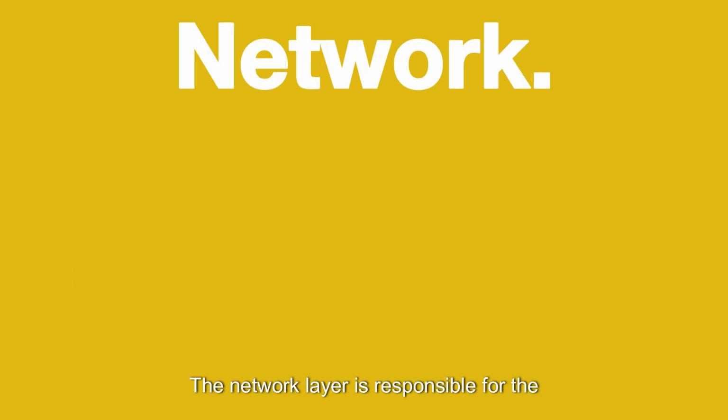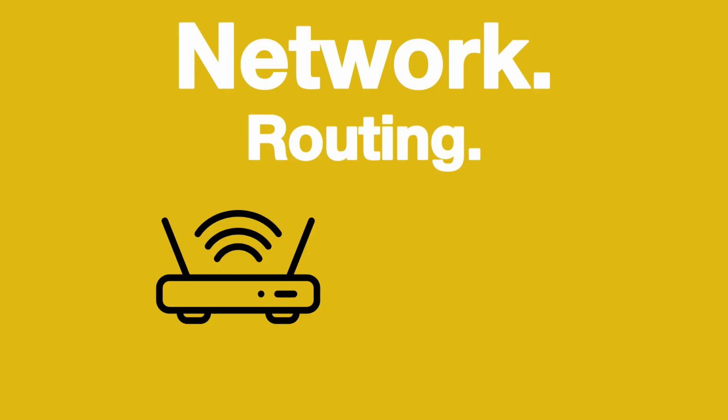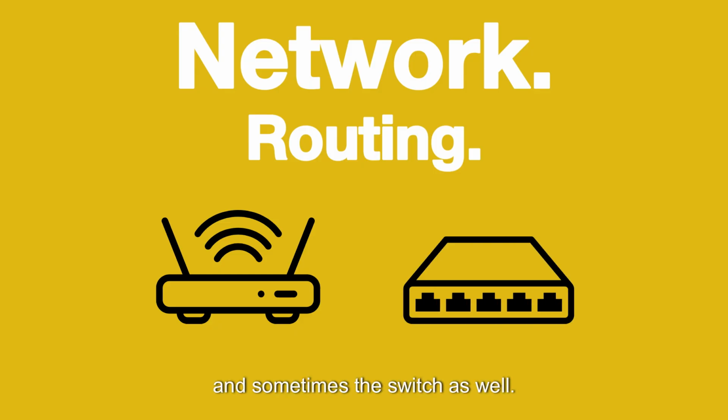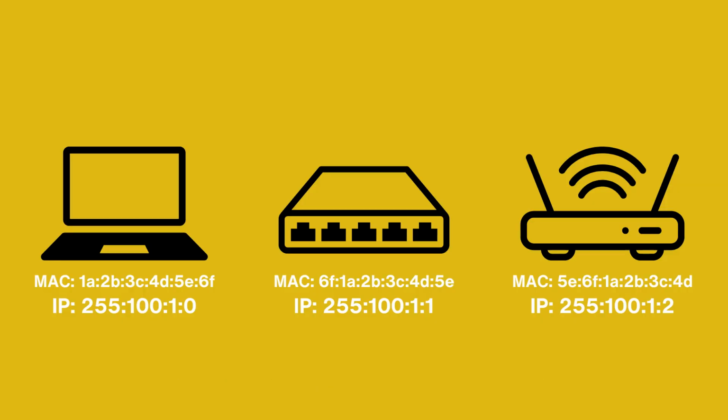The network layer is responsible for the routing inside the network. This is done by the router, and sometimes the switch as well. This layer has a lot to do with the IP address. Now, most of the network devices we mentioned earlier both have an IP address and a MAC address. But why do we need two addresses?